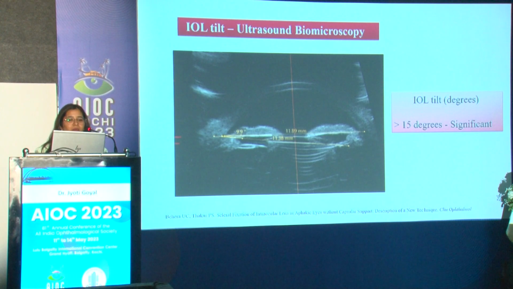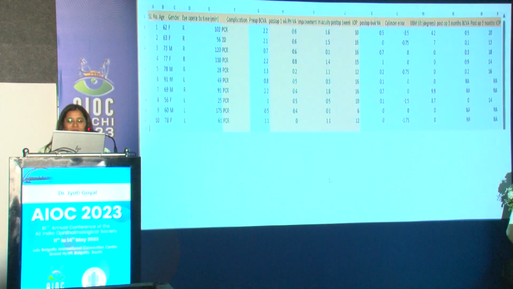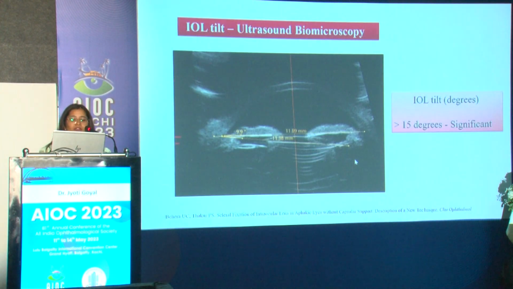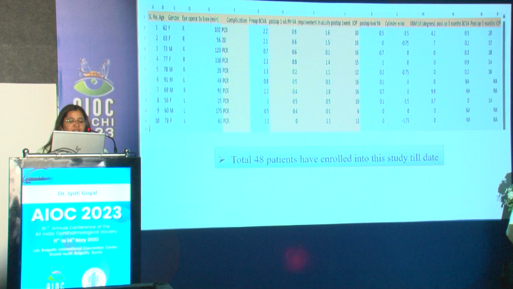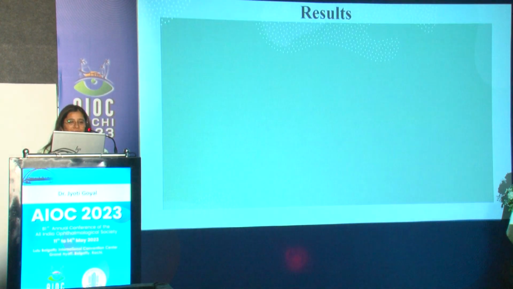On ultrasound biomicroscopy, we are calculating the tilt of the IOL. We draw a line passing through the iris plane and another line passing through the optic of the IOL, and if the angle between them is more than 15 degrees, the tilt is said to be significant. This is our data collection sheet, and till now we have enrolled 48 patients in our study, and this is an interim analysis of 10 patients.